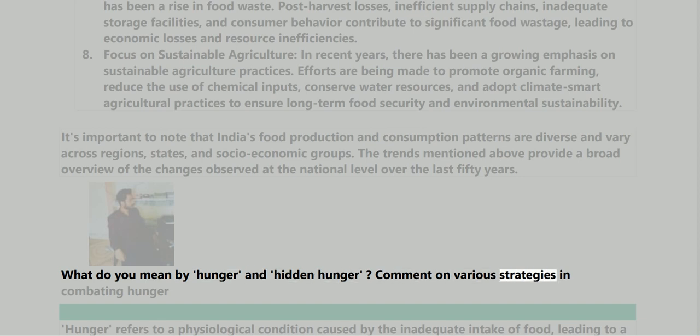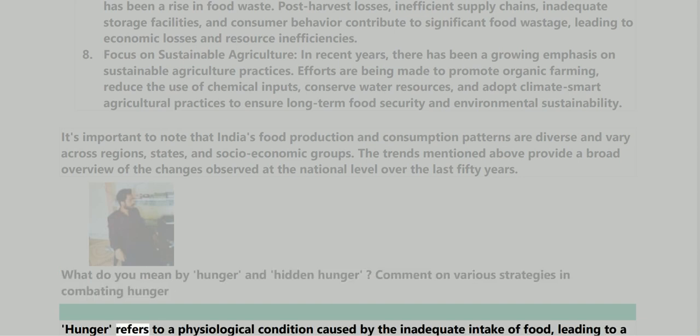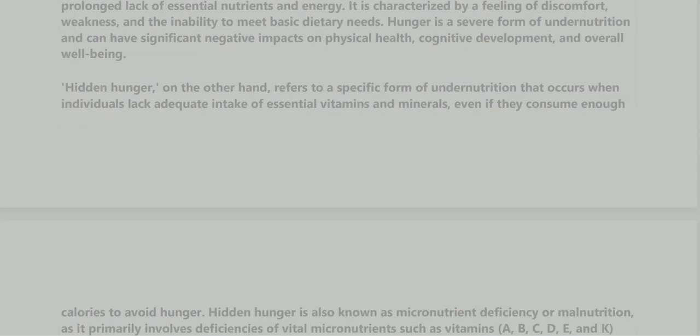Hunger refers to a physiological condition caused by the inadequate intake of food, leading to a prolonged lack of essential nutrients and energy. It is characterized by a feeling of discomfort, weakness, and the inability to meet basic dietary needs. Hunger is a severe form of undernutrition and can have significant negative impacts on physical health, cognitive development, and overall well-being.